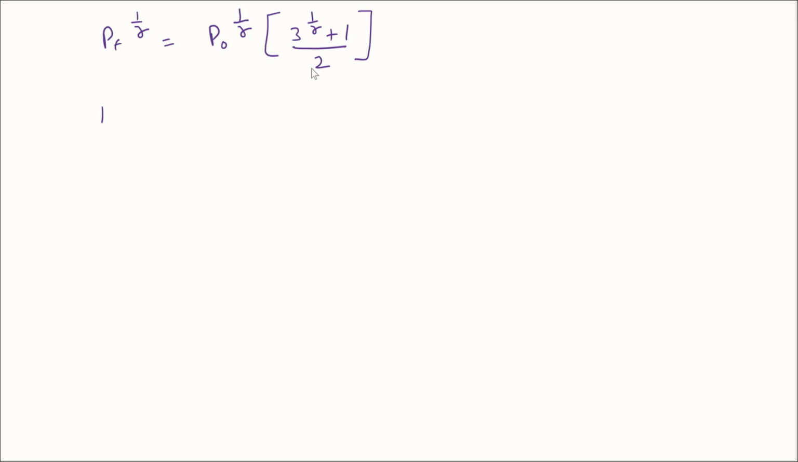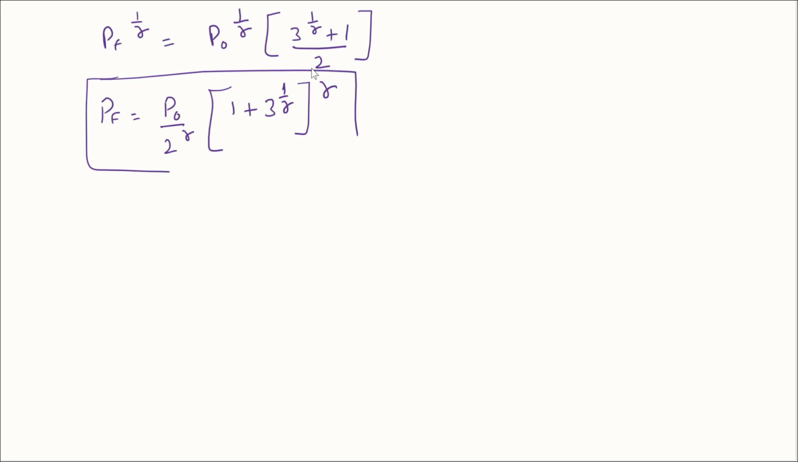Okay, or what you can do is you can write simply P_F is equal to, now we need to raise to the power gamma on both sides, so that will be equal to P naught divided by 2 to the power gamma, and then multiplied by (1 plus 3 to the power 1 by gamma) to the power gamma. Okay, so let's take a look at which option is correct.